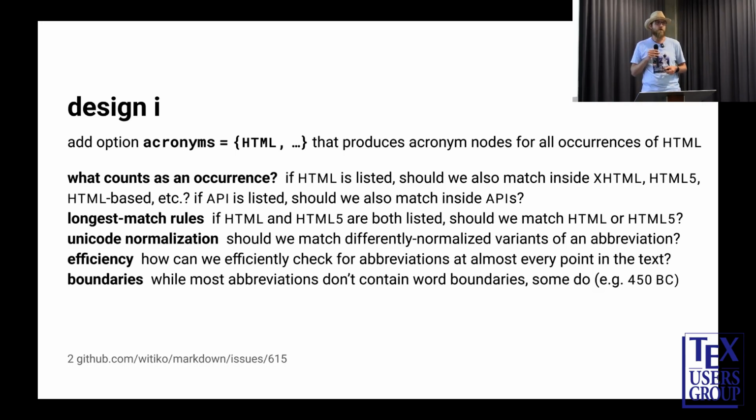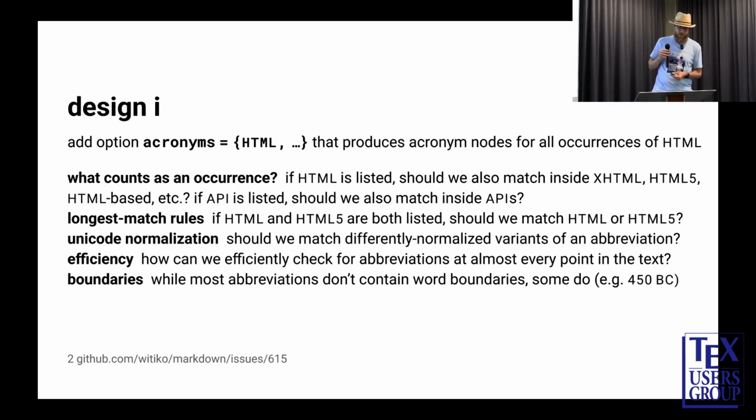There's a number of questions to be answered, which will help to refine the requirements. So first, what should count as an occurrence? If HTML is listed, should we also match inside XHTML, HTML5, HTML-based, and so on? Should we automatically match plurals, such as APIs, if there is an API, and so on.